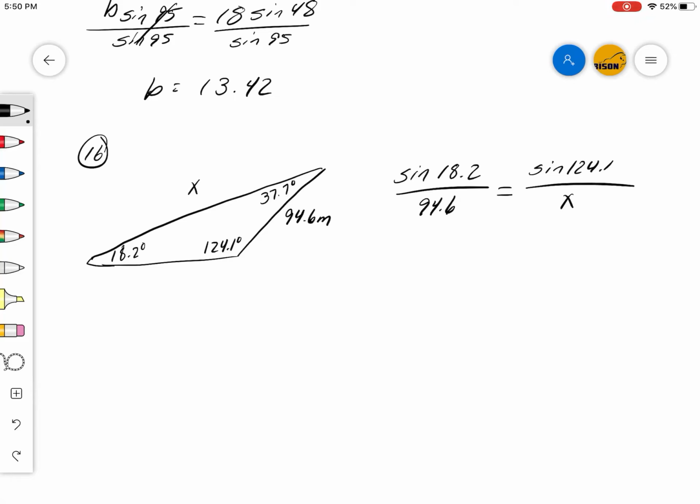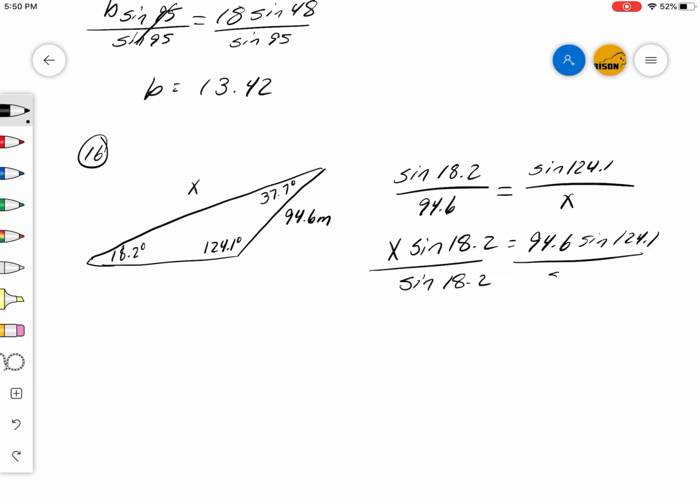So let me check my math, make sure I got the right thing. Sine 18.2 over 94.6, sine 124.1 over X. I'm going to cross multiply. So X sine of 18.2 is equal to 94.6 sine of 124.1, and I'm dividing. That's going to give me X.